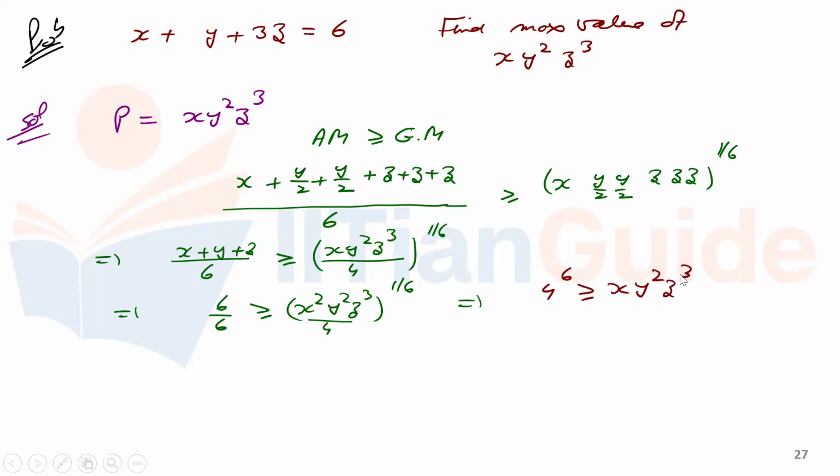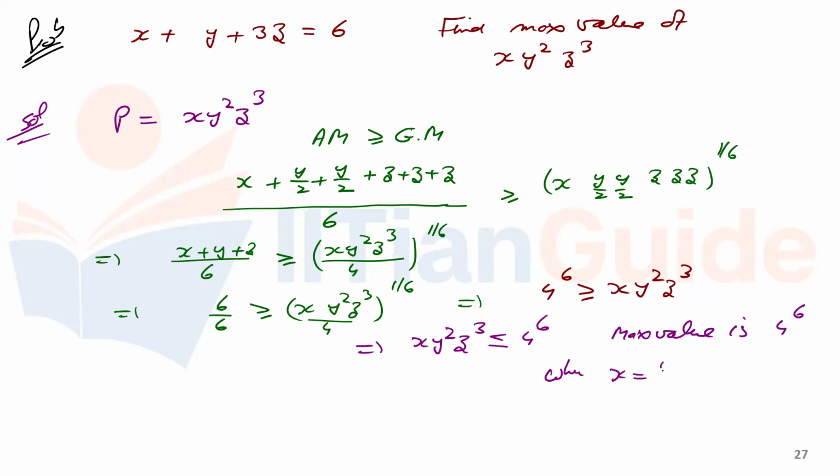I can write in the reverse order that x y square z cube is smaller than or equal to 4 power 6. So I got the value directly. So the maximum value is 4 power 6. When arithmetic mean and geometric mean are equal, that means the numbers are equal, when x is equal to y by 2 is equal to z.